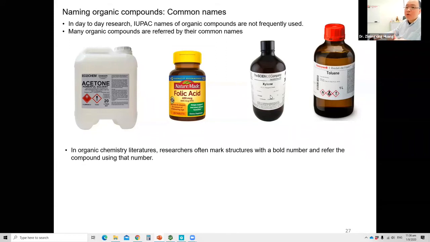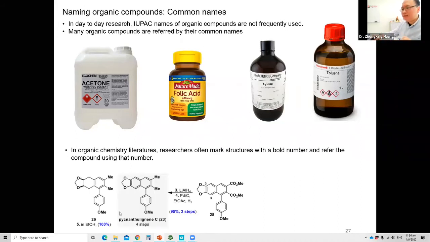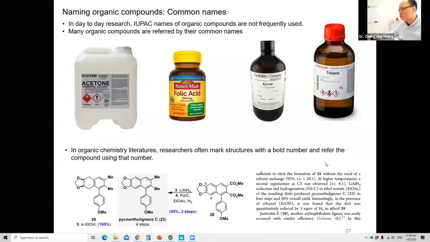And then in more advanced studies, like in organic chemistry literature, researchers normally don't use IUPAC names. They use common names. They also just refer to the structure with a number. What does that mean? I actually got this from a recent organic chemistry paper. You see they mark their structures with a bold number, right? 23, 29, 28. In their description, they will say, blah, blah, blah, sufficient to elicit the formation of 28. Then you know, oh, where is 28? They are talking about this molecule.